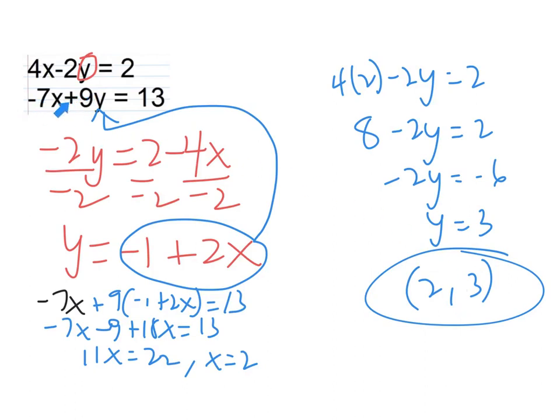If you plug 2 in for x, 3 in for y, and you simplify, okay, you should get the left-hand side equal to the right-hand side. So if you're ever asked to check, or if you want to just check for yourself to make sure you did it right, all you've got to do is make sure you plug it into each equation, simplify, make sure the left-hand side equals the right-hand side, and you're good to go. Okay? Any questions?